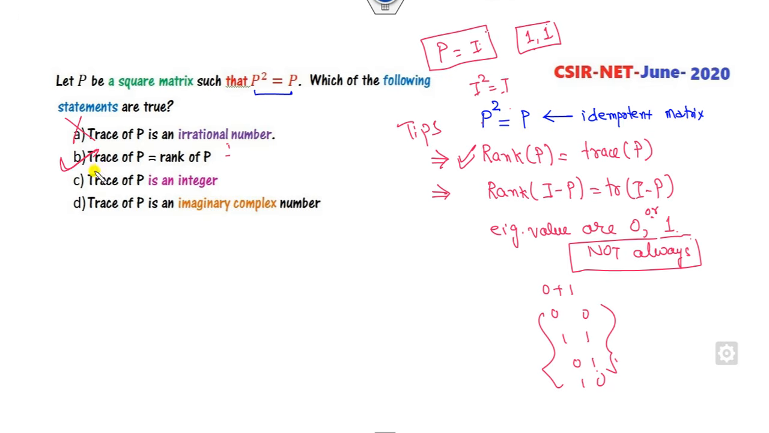This is satisfied. Trace is an integer, that's true. Trace is an imaginary complex number, that's a wrong option. So if somebody asks you the trace of I minus P, that's also the correct answer. So B and C are my correct options.